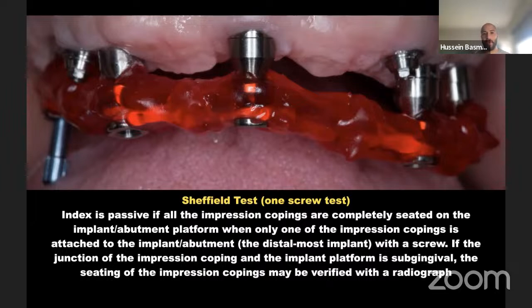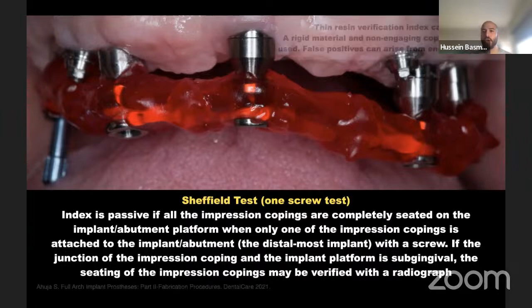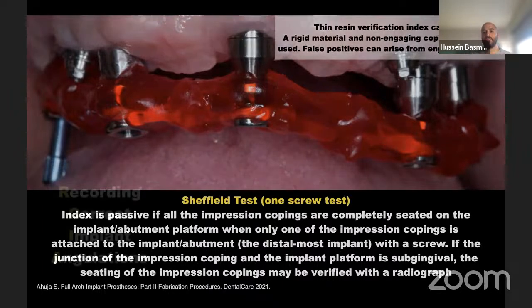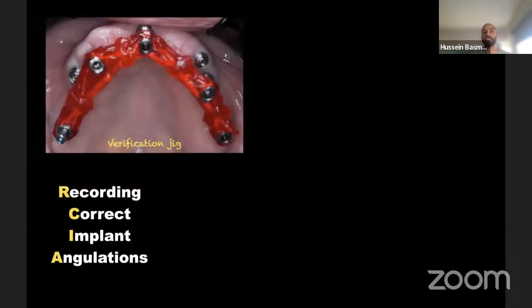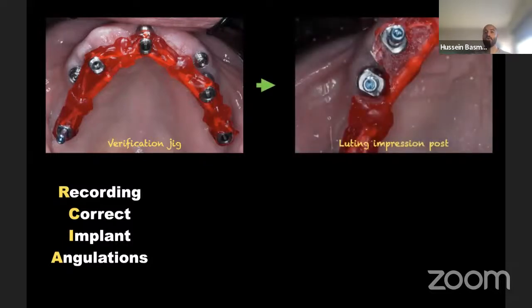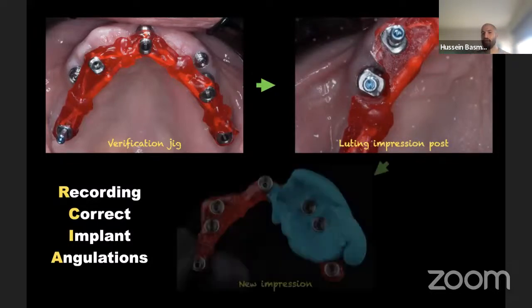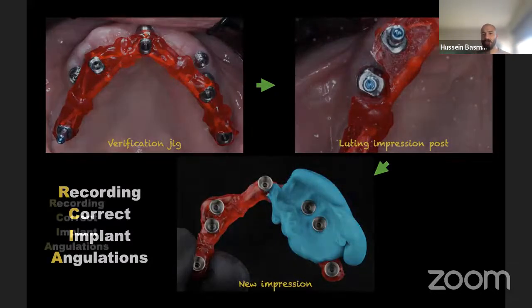Because I don't have a passive fit, because my verification jig is not very accurate in here. So basically, we have to make sure that we have a good passive fit all the way around, and we are trying to record the implants in the accurate positions. So in some cases, we can just go custom.